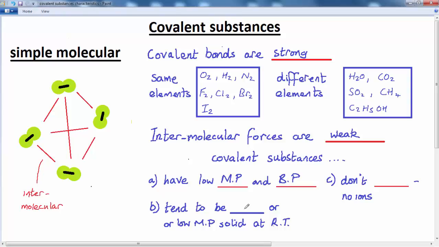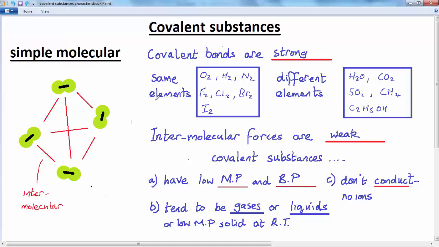So they tend to be, as a rule, gases or liquids. Or if they are solids, then, for example, as in the case of iodine, they will be solids with relatively low melting points at room temperature. And thirdly, because these molecules don't have ions, they're covalent, right? So there are no charged particles involved, they don't conduct electricity.